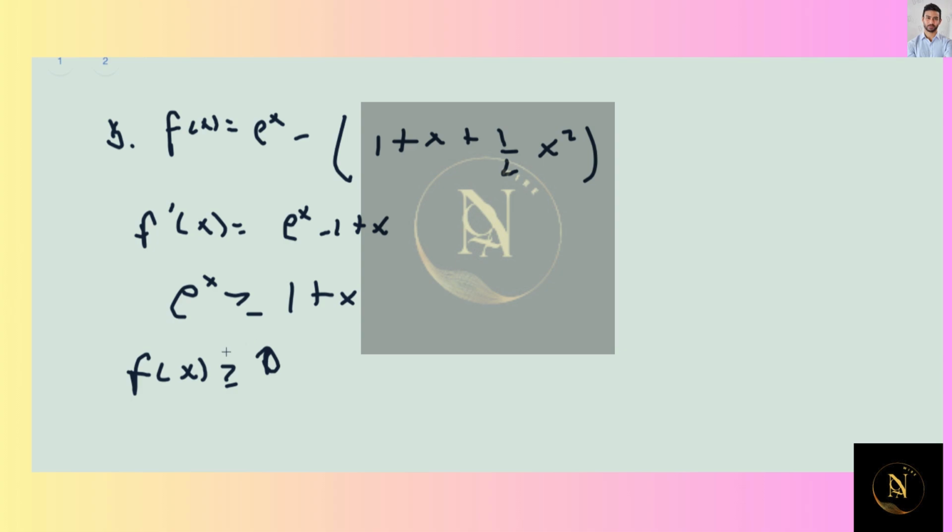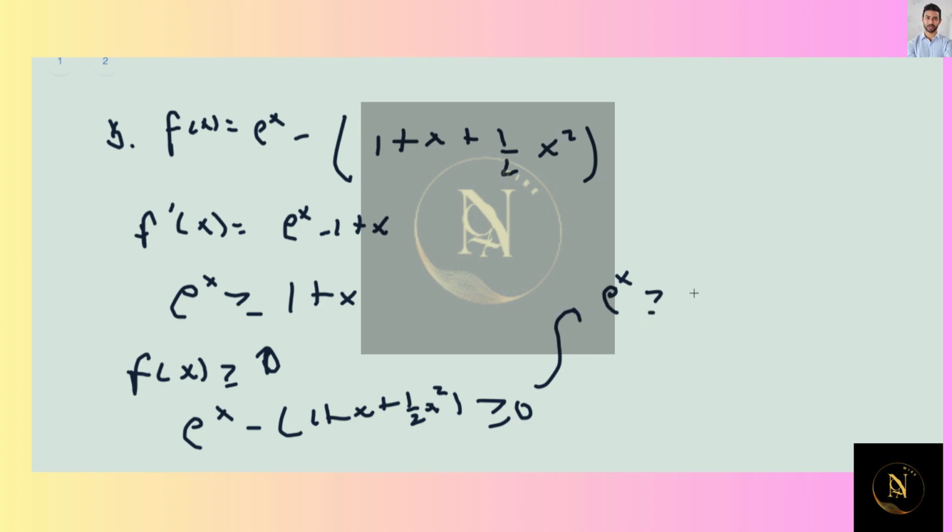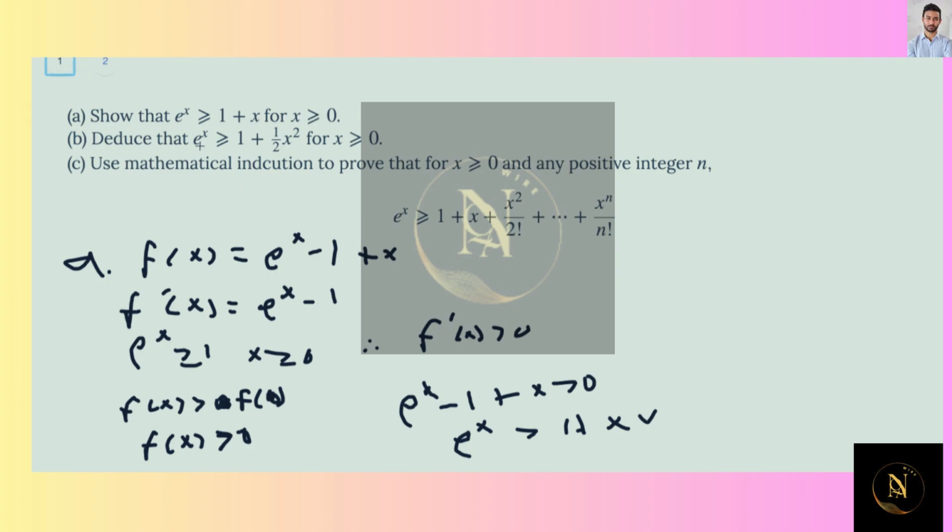And so we can plug in our function. We can do e to the x minus 1 plus x plus 1 half x squared, and this is greater than or equal to 0. And then you can rewrite this by bringing it to the other side. So you get e to the x, which is greater than 1 plus x plus 1 half x squared. And that's our proof.